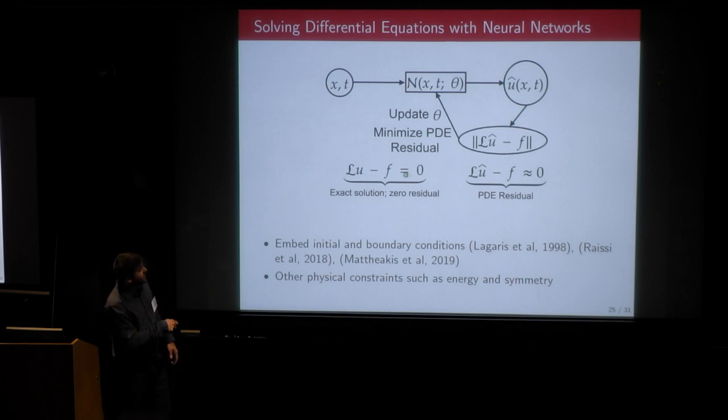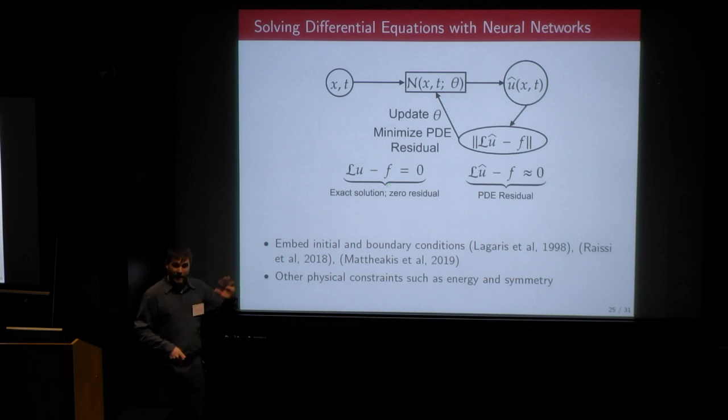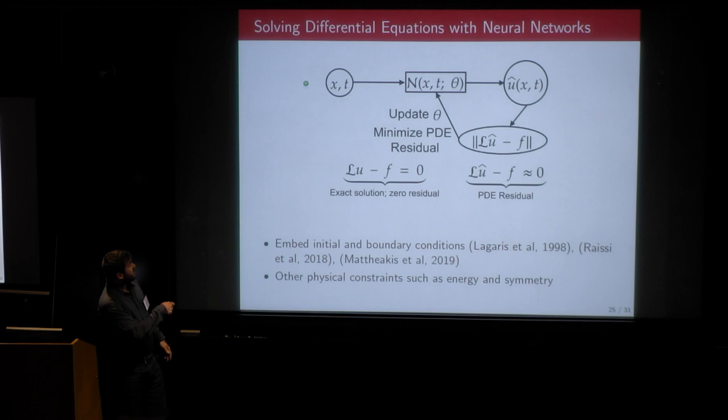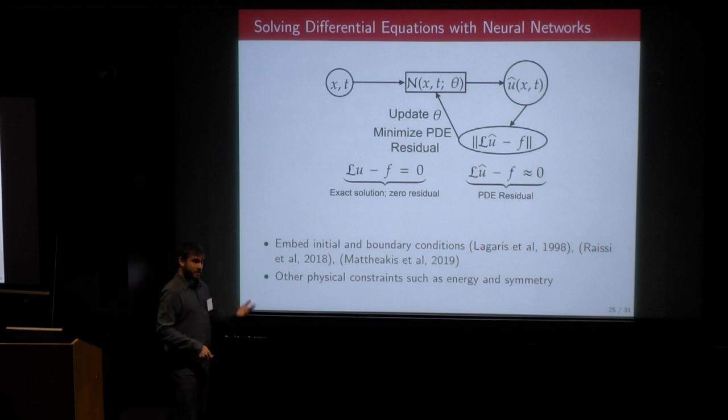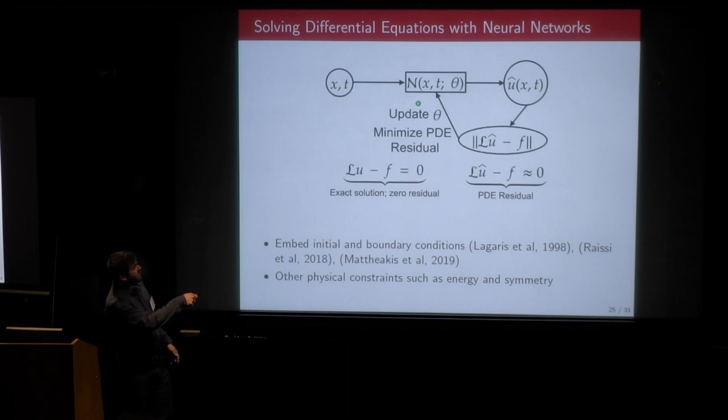There's a diagram here, and the thing that's missing from this diagram is data. I don't have any input data coming in here. So I've got some inputs. That's going to be my spatial and temporal domain to my differential equation, x and t. And it goes through a neural net, and the neural net's a function, so it predicts some function, u hat.